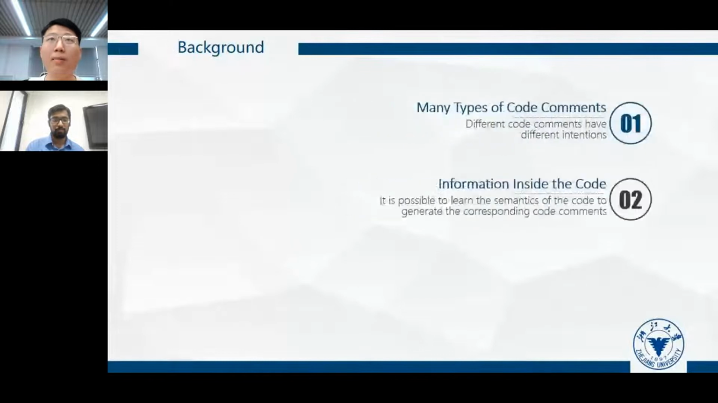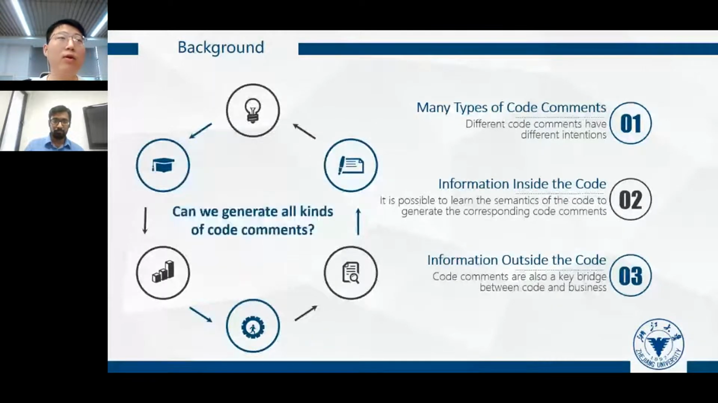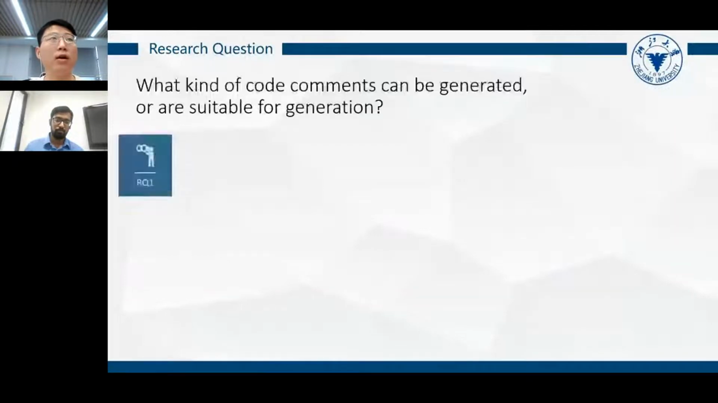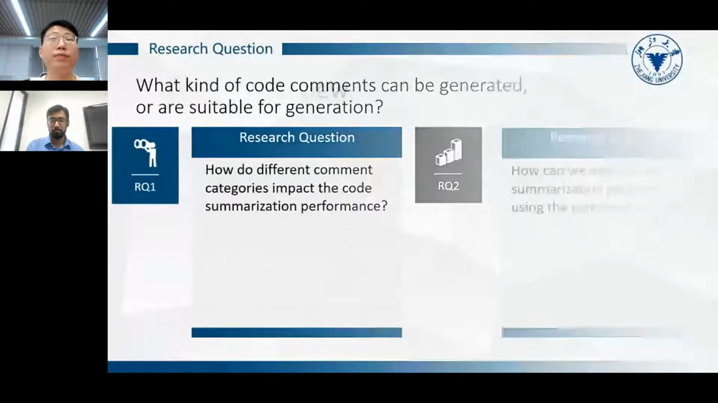However, there are many types of code comments. In general, current approaches often capture information inside the code, but there is also a lot of information outside the code. So we have a problem: can we generate all kinds of code comments? Based on this question, we propose two research questions. First, how do different comment categories impact the code summarization performance? The second research question is, how can we improve the code summarization performance using different comment categories?